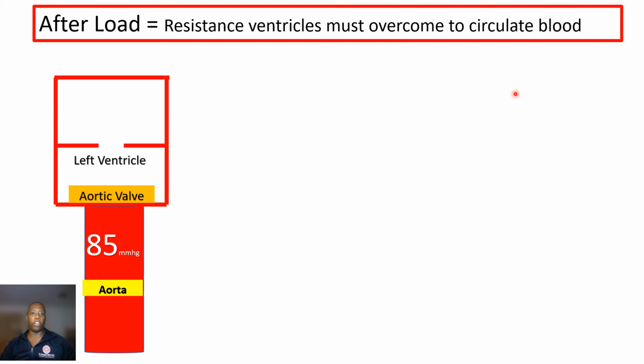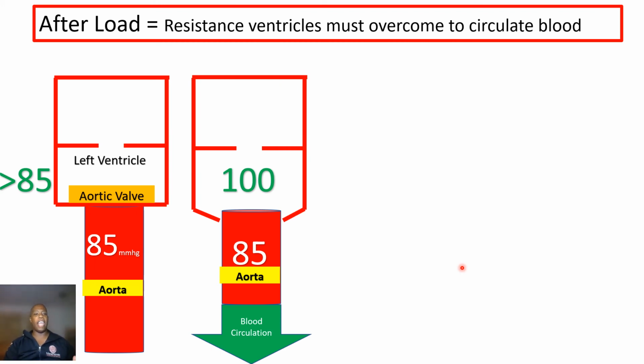So next we're going to talk about afterload. This is the resistance the ventricles must overcome to circulate blood. If we look at this example, we see that the aorta has a pressure of 85 millimeters of mercury. That 85 millimeters of mercury in the aorta is keeping the aortic valve closed. So to be able to push blood through the aorta and through the rest of the body, we must have a pressure in the left ventricle greater than 85. If the left ventricle has a pressure of 100 millimeters of mercury, of course that's greater than 85, so that pressure whenever the ventricles contract is going to be able to push blood through the aorta and through the body for circulation.